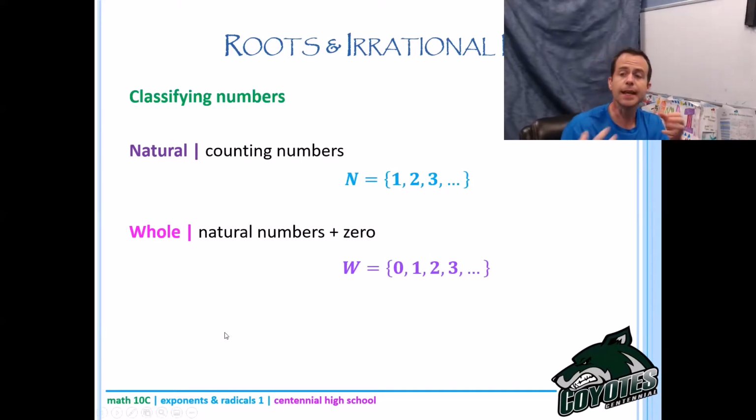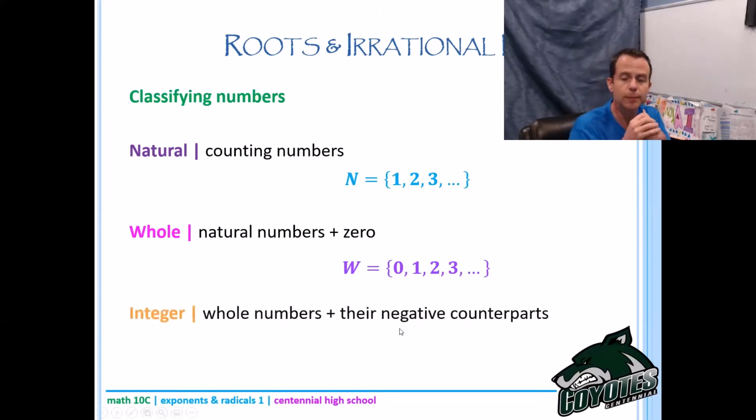Okay, the next guy is your integer family. Now, your integer family is all of the whole numbers, okay, plus putting a negative sign in front of every whole number, okay? So we say all of the whole numbers plus their negative counterpart. So now I can be 2, but I could also be -2. I could be 7, but I could also be -7, okay?